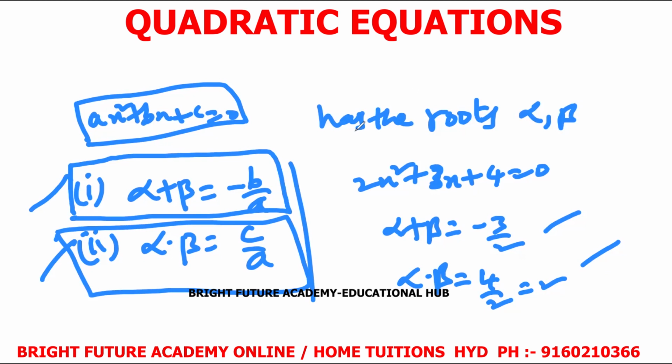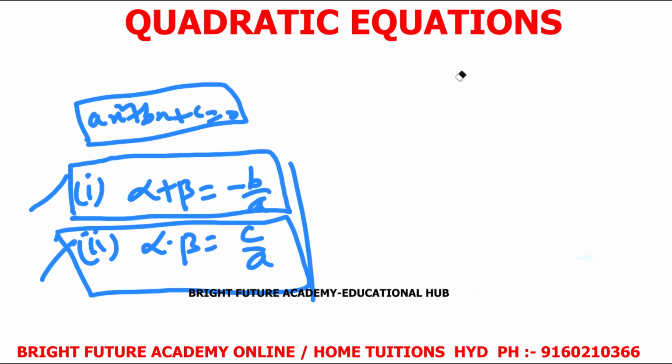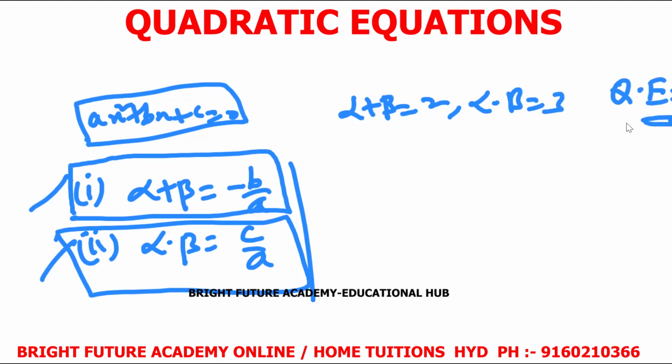Right. Now, when you know the value of the sum of the roots and the product of the roots, you need to construct the equation. Suppose I am giving alpha plus beta is equal to 2, alpha into beta is equal to 3. Then what is the quadratic equation? This is a given question. How can we solve, ma? By the formula x square minus alpha plus beta into x plus alpha beta.